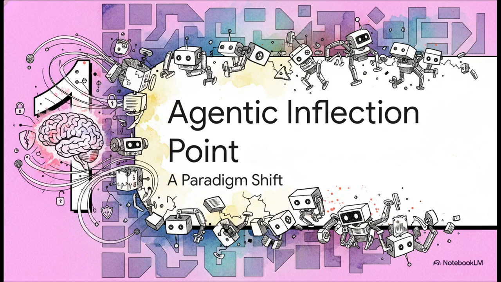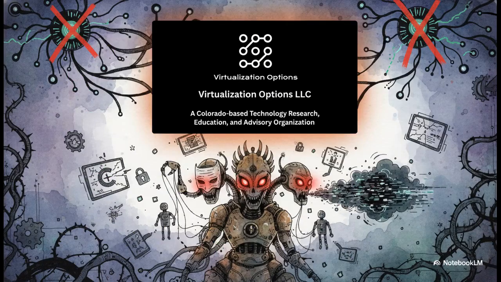All right, kicking things off with Section 1, the agentic inflection point. To really ground this explainer, we're relying on the incredibly detailed Red Teaming Guide from Virtualization Options LLC. They actually put together a massive 80-prompt testing suite. But for our focus today, we're zeroing in exclusively on prompts 1 through 7.